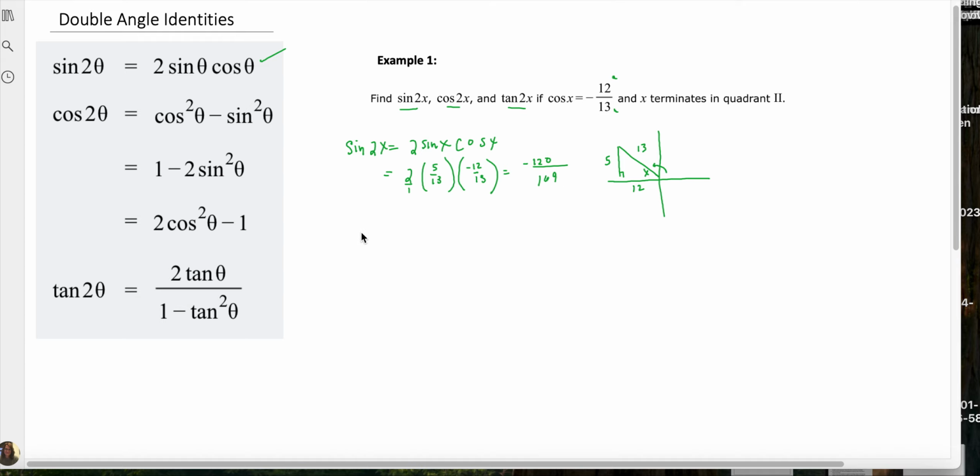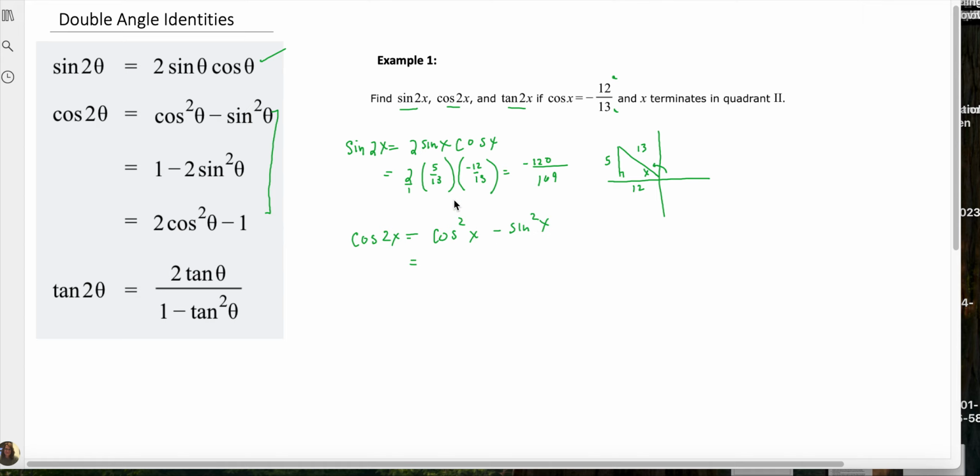All right, let's take a look at cosine of 2x. So for cosine 2x, similarly, let's go ahead and jot down the identity. Notice for cosine, in this case, we actually have 3 different options. Again, they'll all take you to the same place. Since I already have sine and cosine, I'm just going to go ahead with the first one. So this is cosine squared x minus sine squared x.